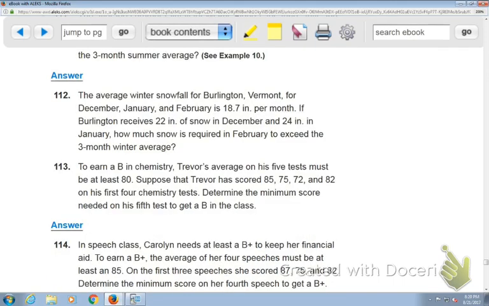And look at some applications. Applications means word problems. Let's say that we look at number 113. To earn a B in chemistry, Trevor's average on his first 5 tests must be at least an 80. Suppose that Trevor has scored 85, 75, 72, and 82 on his first 4 chemistry tests. Determine the minimum score needed on his 5th test to get a B in the class.